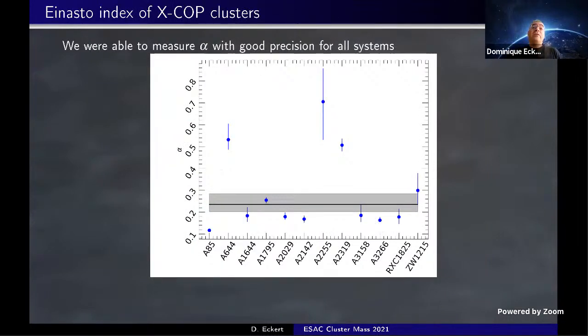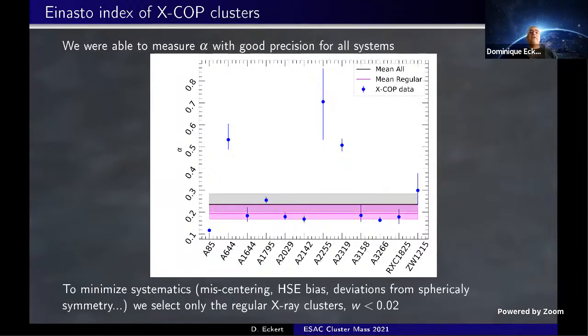Now, here are our measurements. And what I'd like to say is that there are a number of systems here where we know we cannot do a really good comparison because, first of all, we know there are merging systems, so the hydrostatic equilibrium may be violated. Second of all, we don't know whether we are picking out the right center. So what we do is we select only the systems that are regular X-ray clusters that have a centroid shift less than this value of 0.02. And then we end up with this type of average measurements here in our systems.